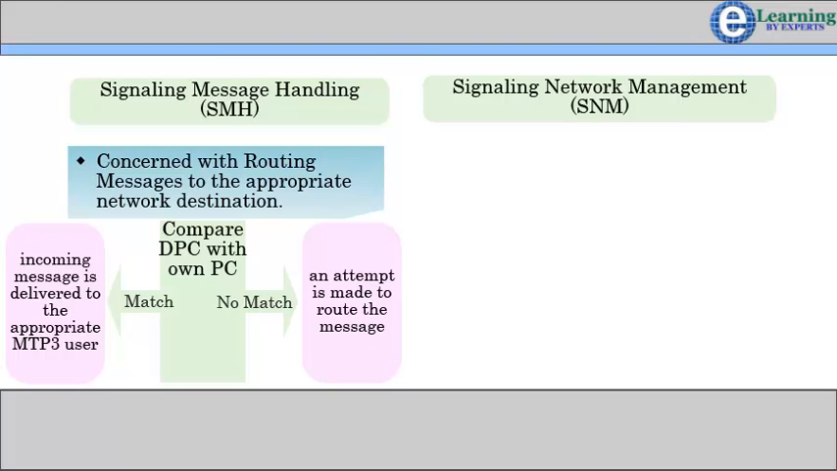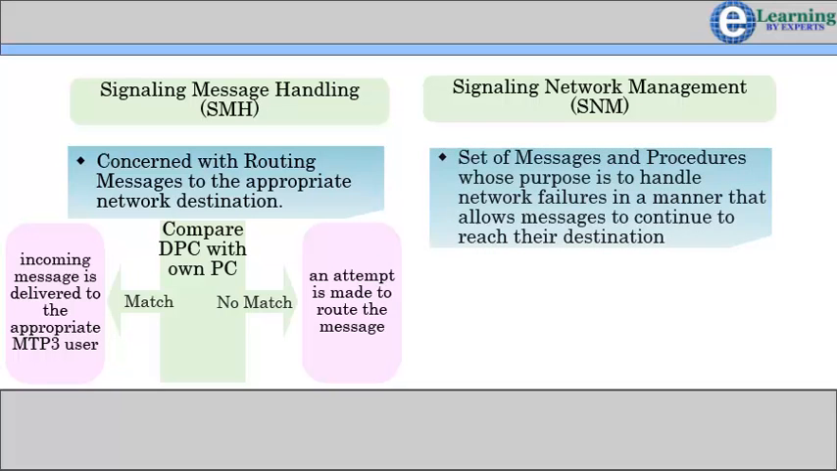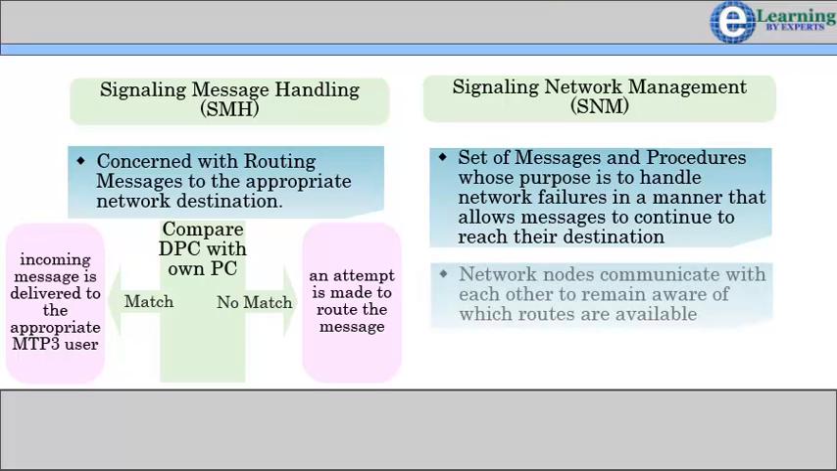Signaling network management is a set of messages and procedures whose purpose is to handle network failures in a manner that allows messages to continue to reach their destination whenever possible. These procedures work together to coordinate SS7 resources that are becoming available or unavailable with the demands of user traffic. Network nodes communicate with each other to remain aware of which routes are available for sending messages, so they can adjust traffic routes appropriately.